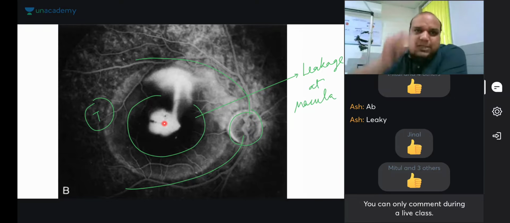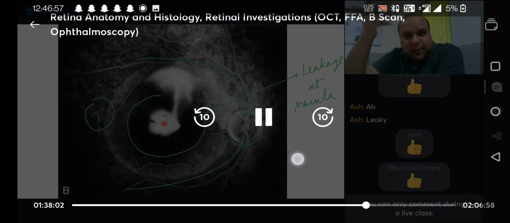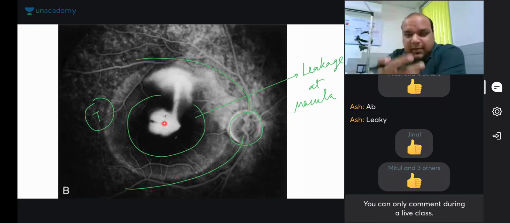Because there is some leakage, that's why I can infer that there is some kind of problem at the macula. The area which is supposed to be dry and dark because of the vascularity, there is some kind of fluid appearing there. If there is some kind of fluid, it may be CME, cystoid macular edema. I don't know. It may be CSR, central serous retinopathy, but there is some leakage at the macula. That is why it is abnormal FFA.